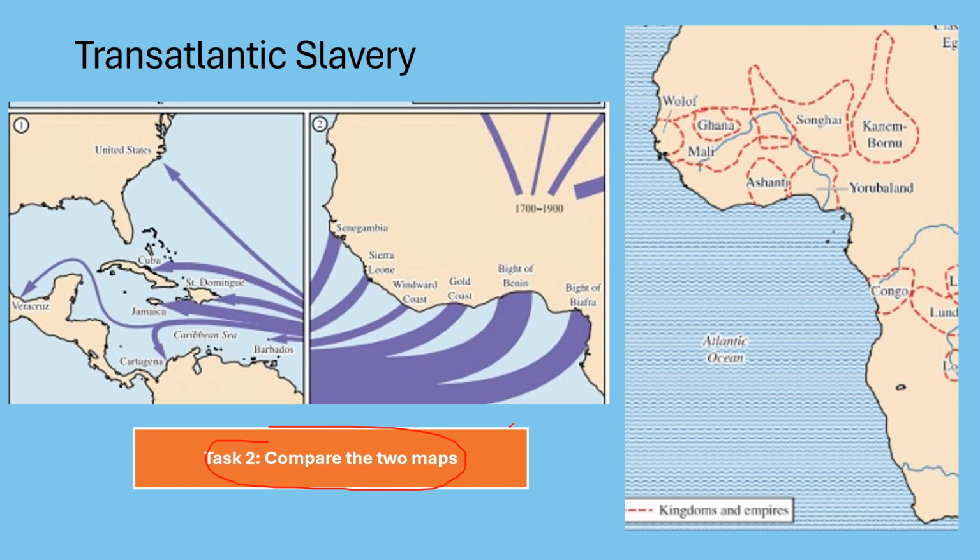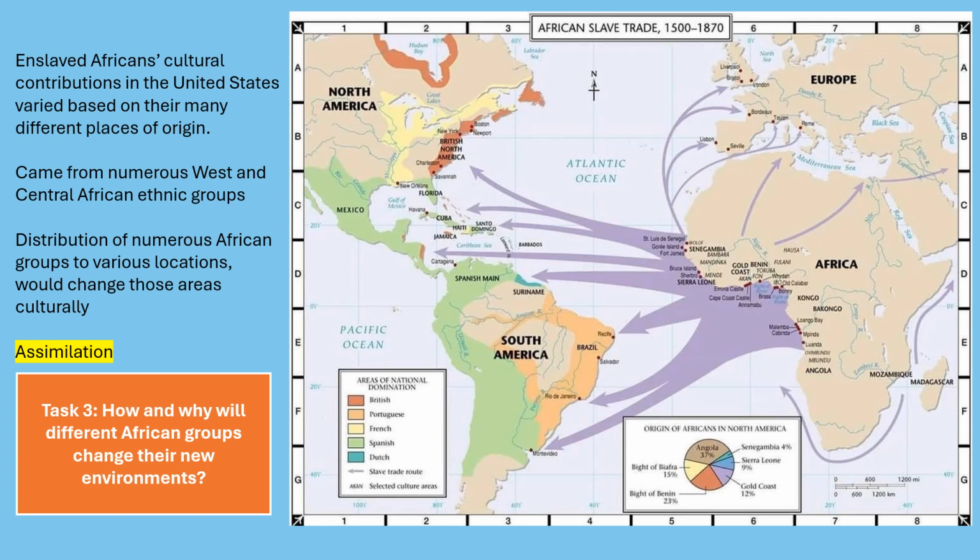This was a map from Unit 1 that was looking at some of those African empires. And remember, this is the coast, and that's the whole point here, that the coast is where this slave trade really is coming from. People are being moved from the interior out to the coasts. It's just another image.